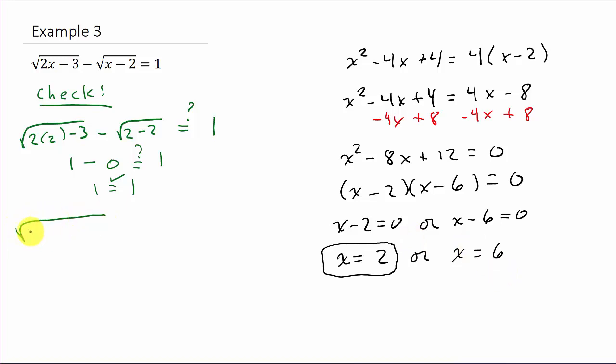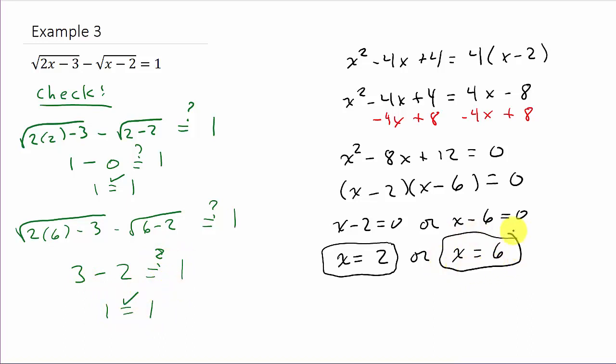Now let's try the x equals 6. So let's plug that in. I get the square root of 2 times 6 minus 3 minus square root of 6 minus 2, and I need to know, does that equal 1? So this is what? 12. 2 times 6 is 12. 12 minus 3 is 9. The square root of 9 is 3. 6 minus 2 is 4. Square root of 4 is 2. And so I get 1 equals 1. Well, look at that. They both worked in this problem. So both solutions work. So I've got to answer x equals 2, x equals 6.